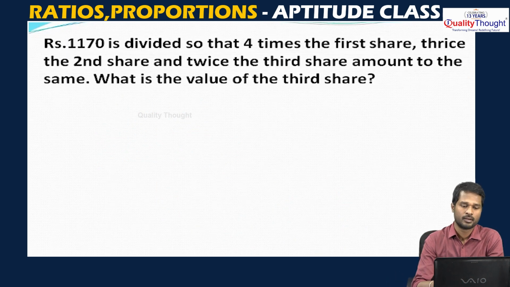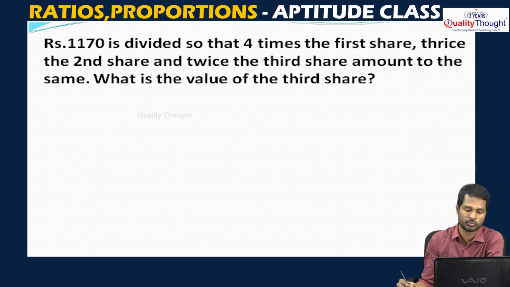Question says, 1170 rupees is divided so that 4 times the first share, thrice the second share and twice the third share amount to the same. What is the value of the third share? That's what the question says. So let's see how to solve these questions.